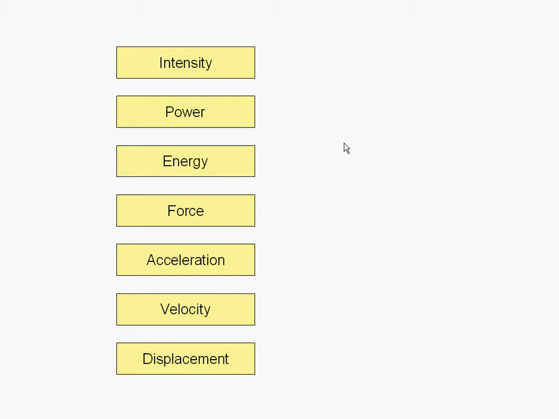Next, I will ask students, how will you link up one physical quantity with the others? So let's move from displacement all the way up to intensity. Displacement is linked to velocity by the equation v equal to change in displacement over change in time. Velocity to acceleration by acceleration equal to change in velocity over change in time.